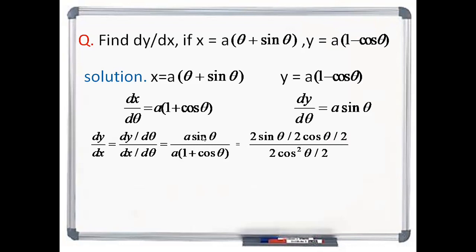So now we convert using half angle formulas: sine theta is 2 sine theta by 2 cos theta by 2, and 1 plus cos theta is 2 cos square theta by 2, as we have done in previous classes. Again 2 cancels, and cos theta by 2 cancels with one power of cos theta by 2. So in the numerator we have sine theta by 2 and in the denominator cos theta by 2. Now sine theta by 2 upon cos theta by 2 is equal to tan theta by 2. This is our final answer.